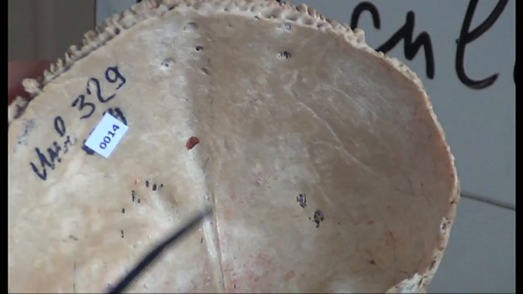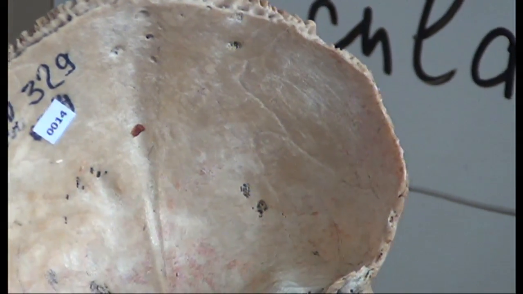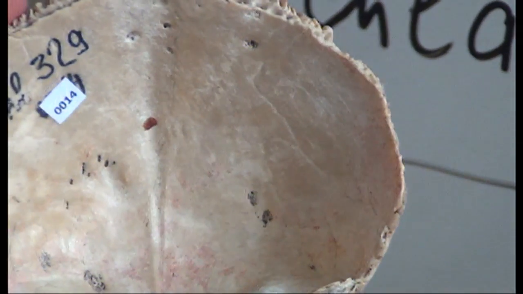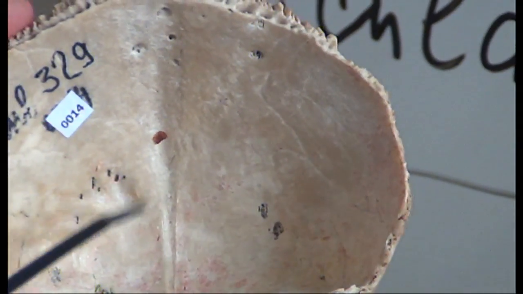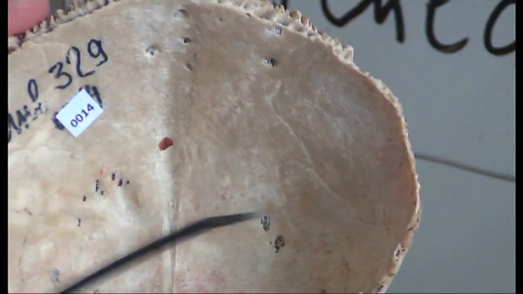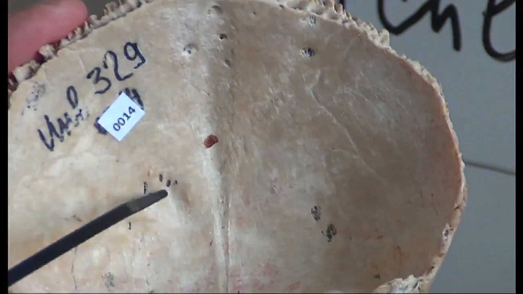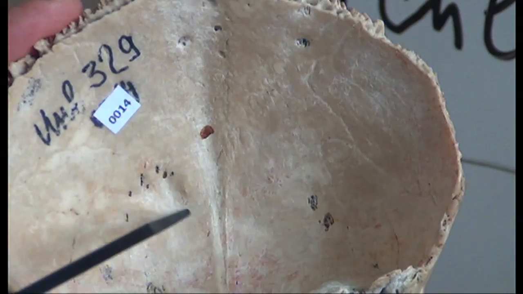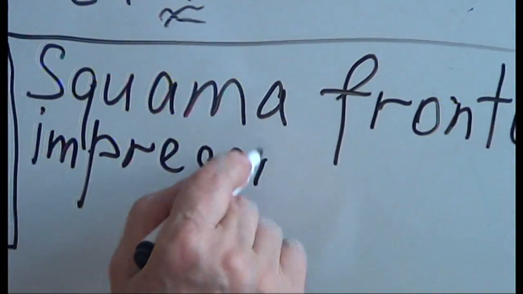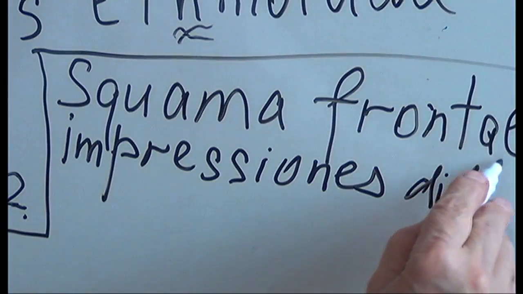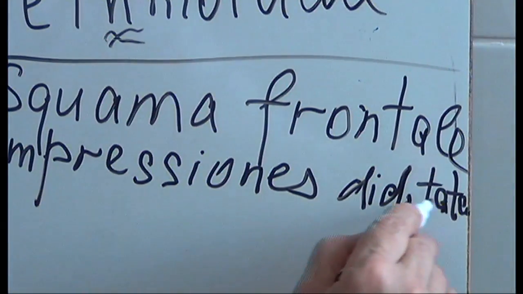It's interesting that it's a result of the gyri of the brain. But the brain is very soft, like gel material, but nevertheless on the inner surface of squama frontale we can find these footprints of it. Impressiones digitatae.